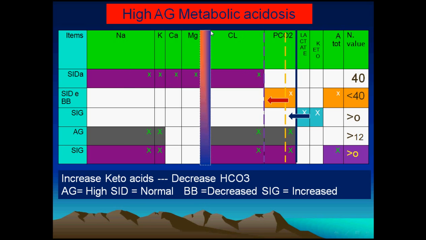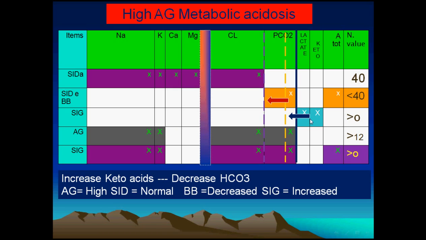difference is normal. So in high anion gap metabolic acidosis, the strong ion difference is normal. It didn't give me a clue that there is a problem of the metabolic state. But here the buffer base told me that there is a decrease in the buffer base, less than 40. This means that there is a metabolic acidosis due to decrease in the bicarbonate.